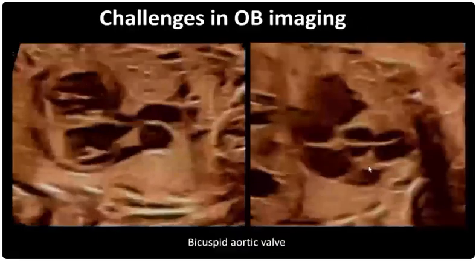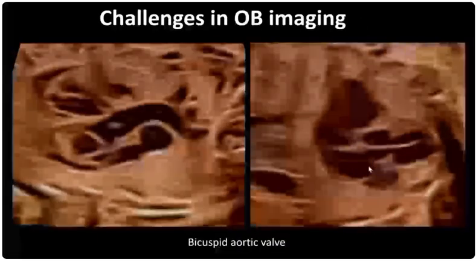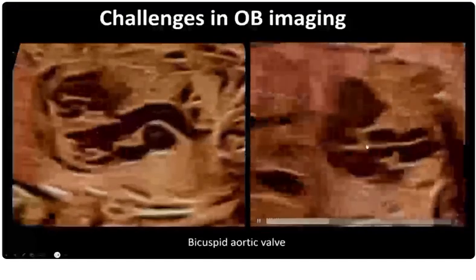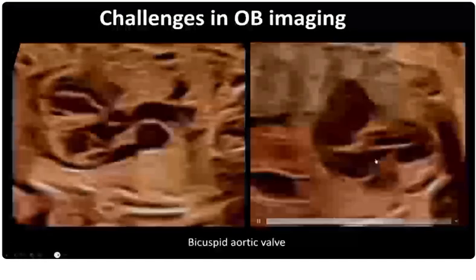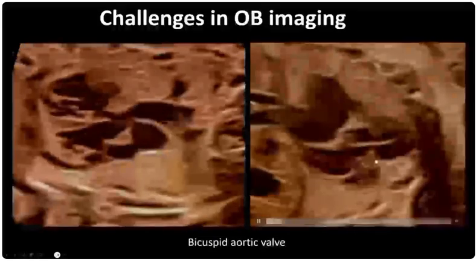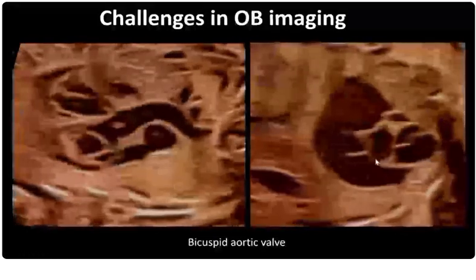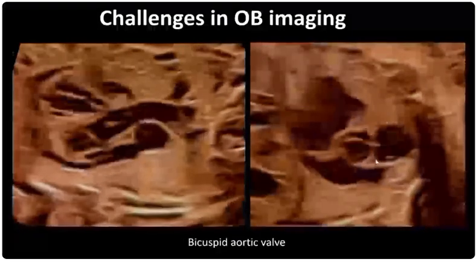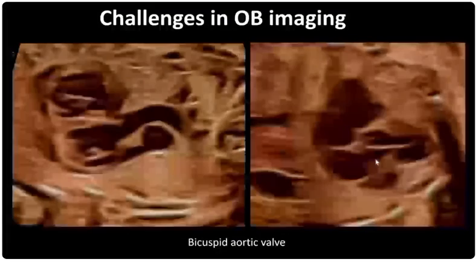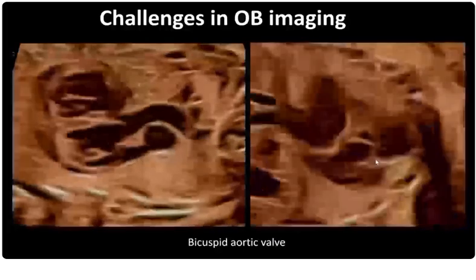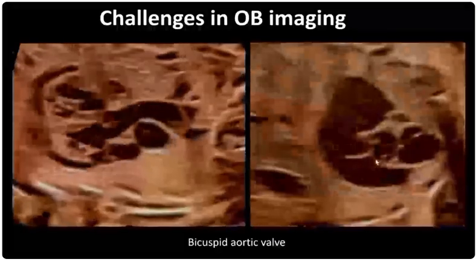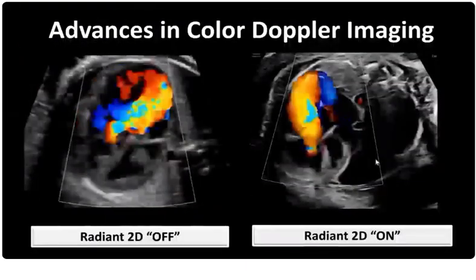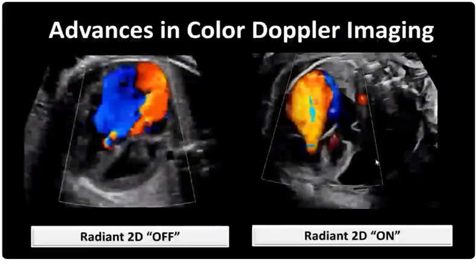Using, again, the VCI 2D, we were able to visualize that valve very clearly. You can see the 2 leaflets of the aortic valve, and it really looks very easy on this ultrasound to recognize that indeed this is a bicuspid valve. But at this point, there is no evidence of stenosis or insufficiency. So these minor details can also be picked up using this technique. Now we are moving to the advances in color Doppler imaging.